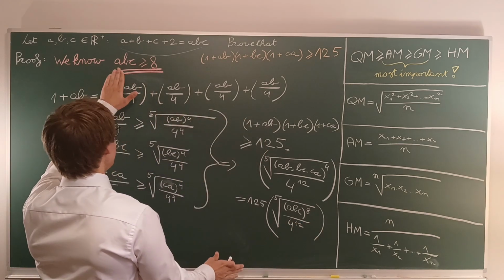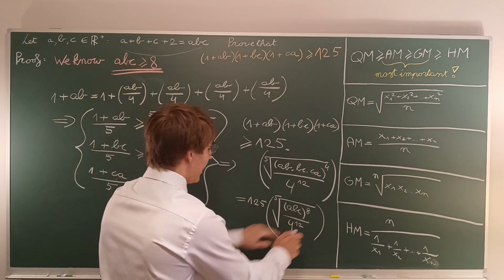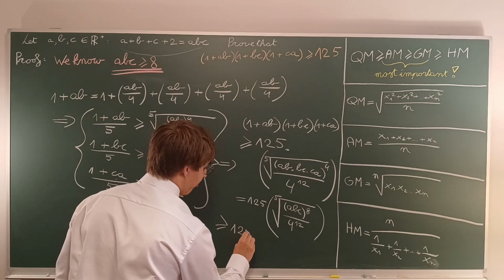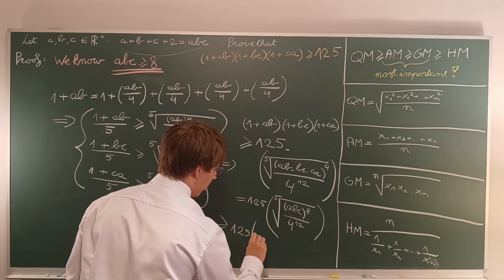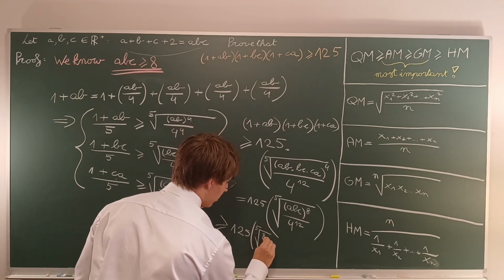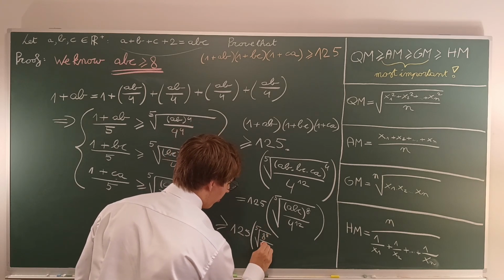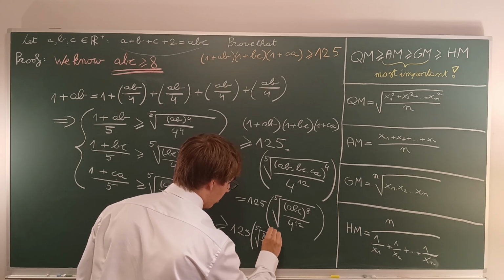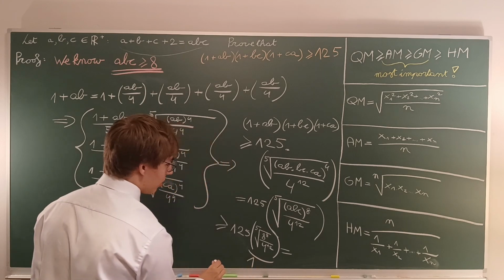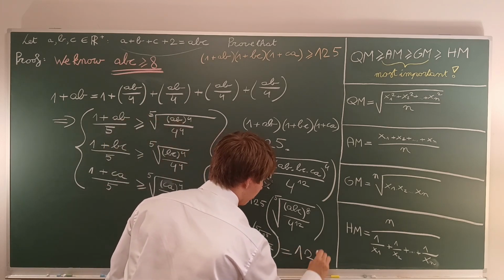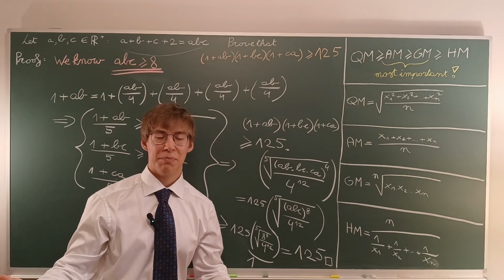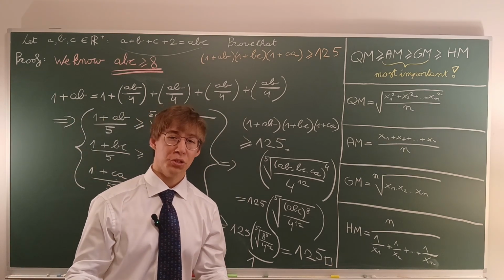But now we know that abc is greater than or equal to 8. So this will be greater than or equal to 125 times the fifth root of 8 to the 8th over 4 to the 12th, which is 1. So this will be 125. And we proved the inequality. Let's now go to problem 2.